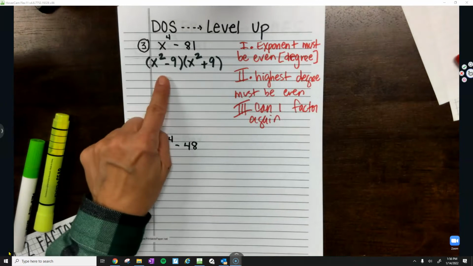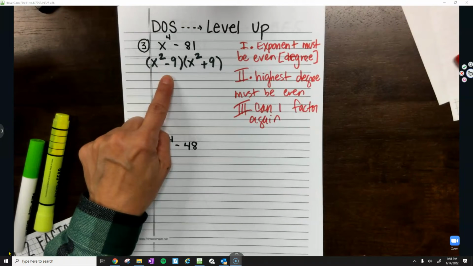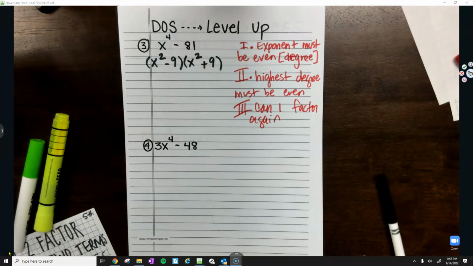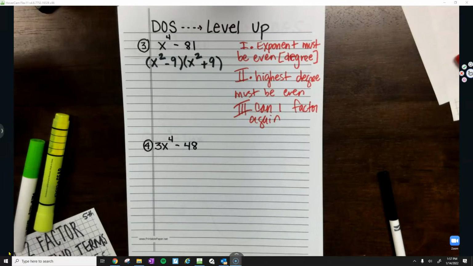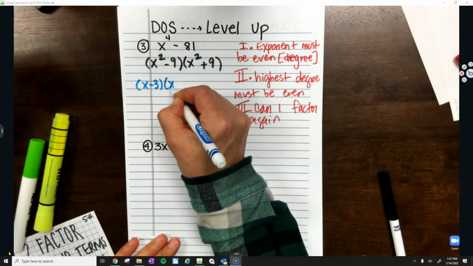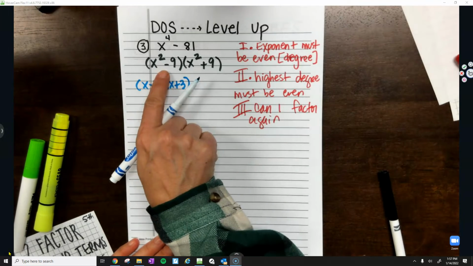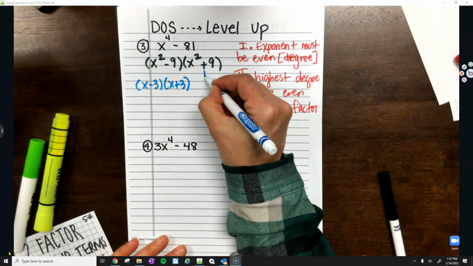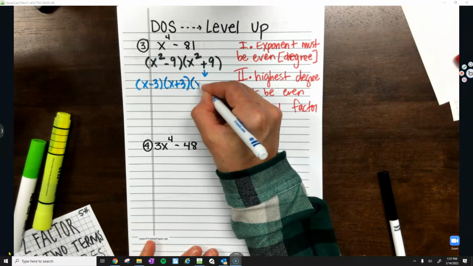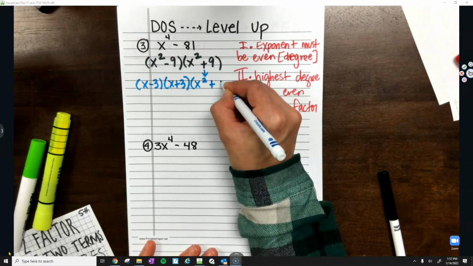But now you got to keep going because that's not done. That's a difference of 2 squares. So this is going to turn into an x minus 3, an x plus 3 for that one. But remember, guys, if it has a plus sign, it's prime, so you just recopy it.